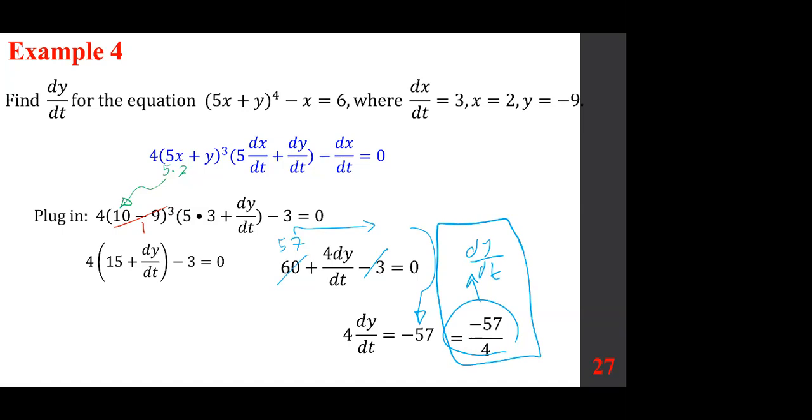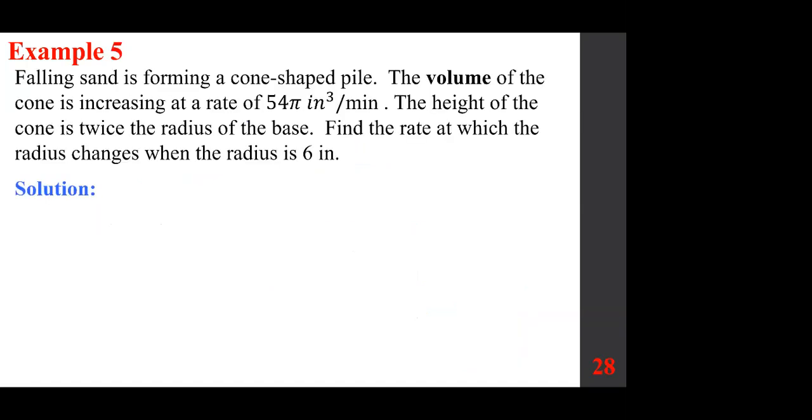I'm hoping that everybody pays attention to your independent variables so we don't make a mistake. Here's the next one. Falling sand is forming a cone-shaped pile. So pay attention to cone-shaped. The volume of a cone is increasing at a rate of 54 pi cubic inches per minute. What gives it away as the rate, class, is per minute, per unit of time. That means whatever the unit may be, in this case, the unit of time is in minutes.